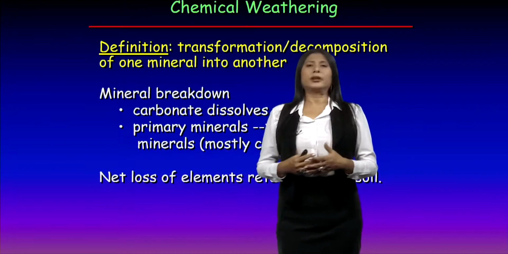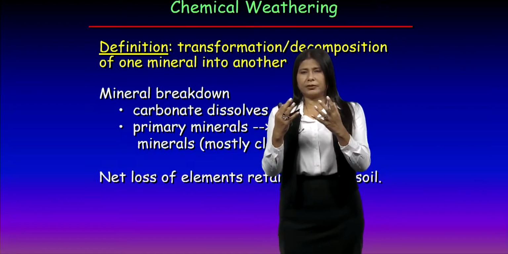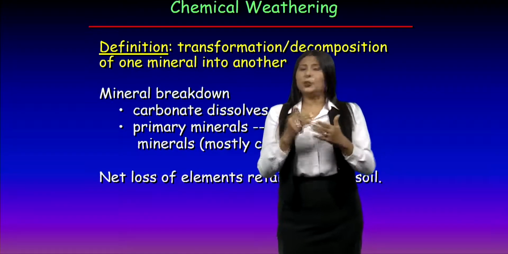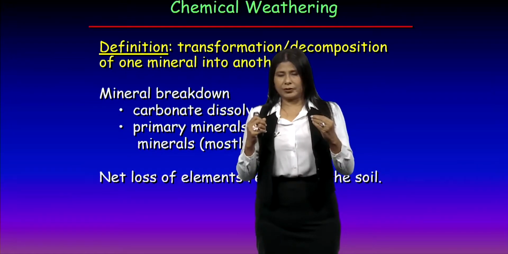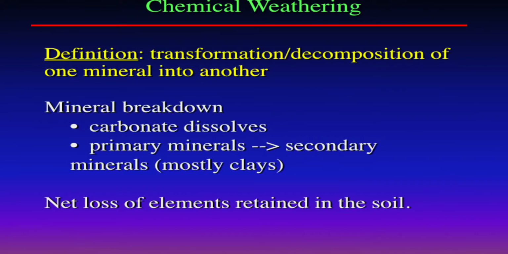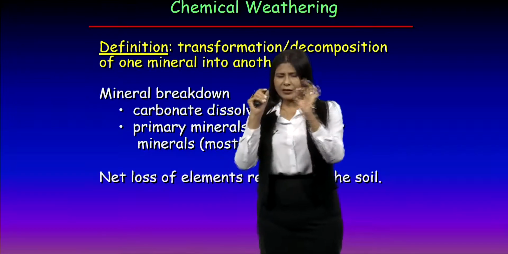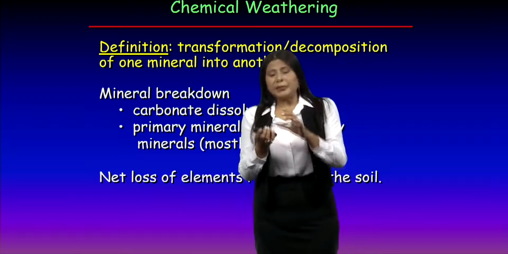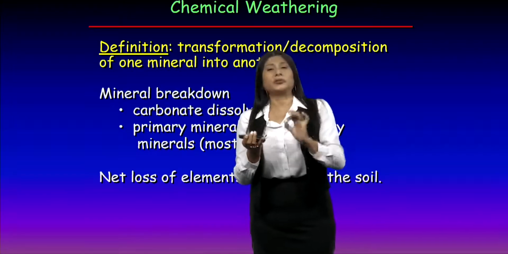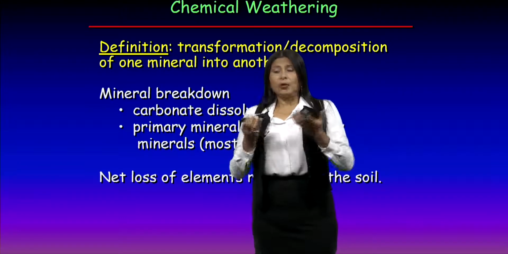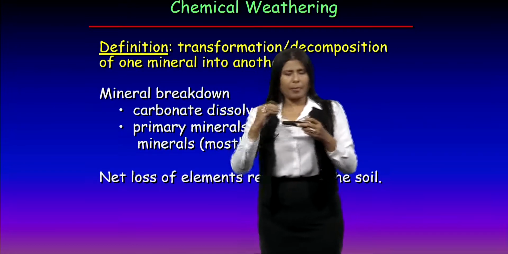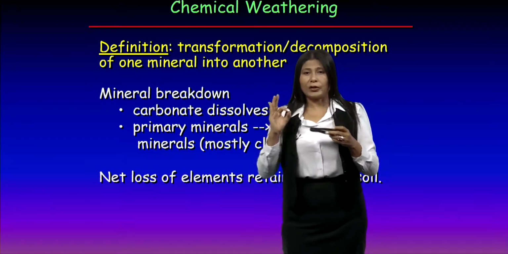The definition of chemical weathering is the transformation or decomposition of one mineral into another. Or in other words, we can also say mineral breakdown. For example, carbonate dissolves, or primary minerals go to secondary minerals, mostly clays. First I will tell you the meaning of primary mineral and secondary mineral. Primary minerals are the minerals which were present when the rock was formed. If we talk about granite, we are talking about quartz and feldspar, or for basalt. For any kind of rock, there is some primary mineral composition. That's what we call the primary minerals.